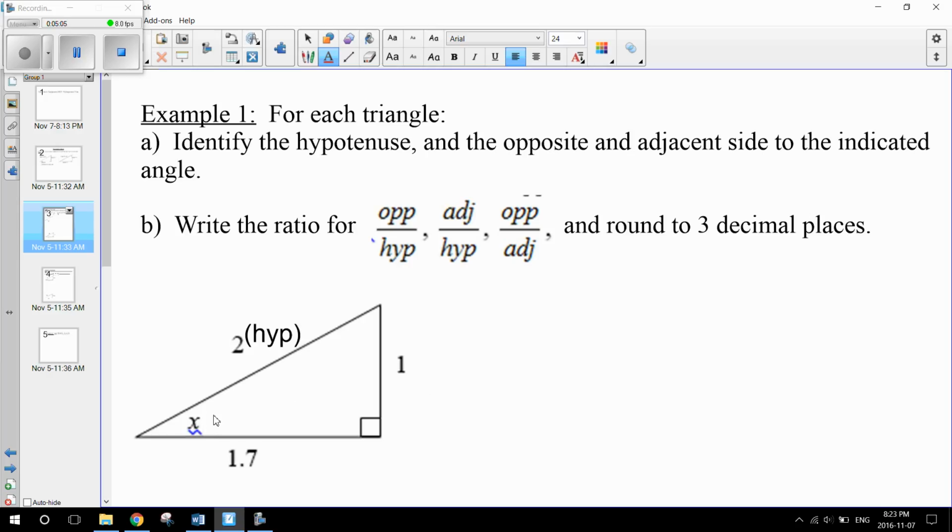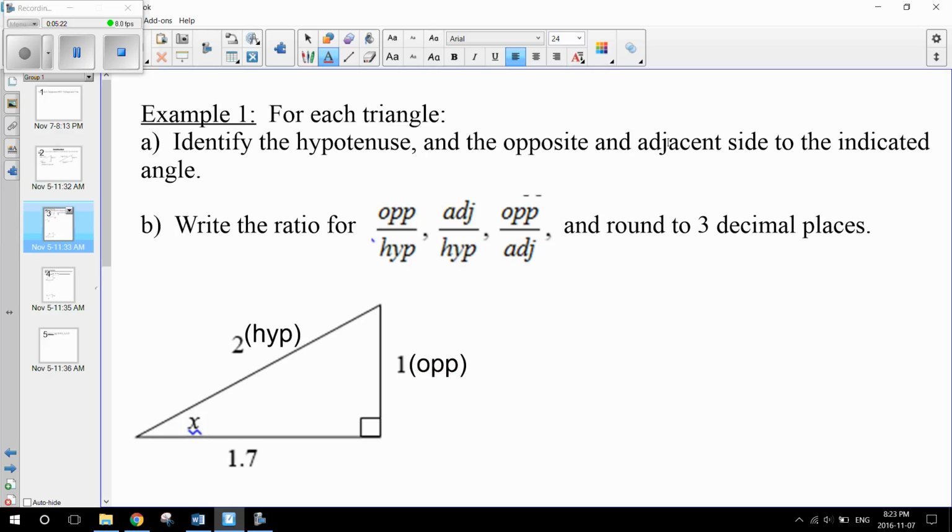The next one that we want to label is the opposite. So remember, opposite, we go from our angle here and we go across which side is opposite to our angle. That's this one over here. So this one is opposite. And again, we can use that short form, and our short form for opposite is just OPP.